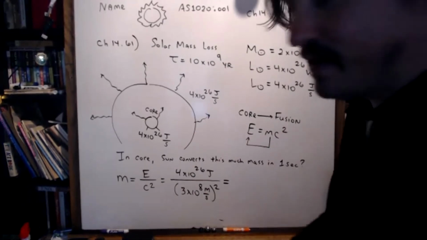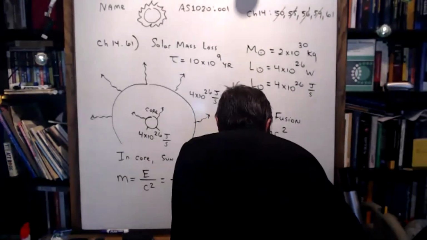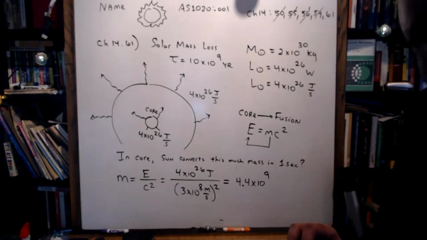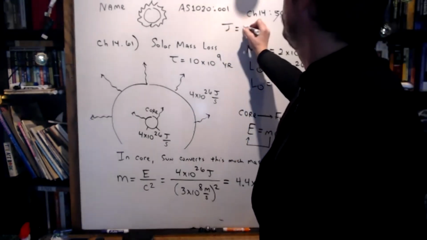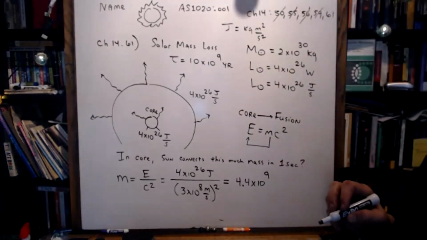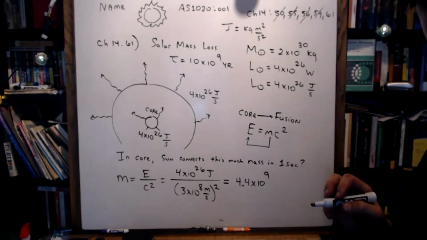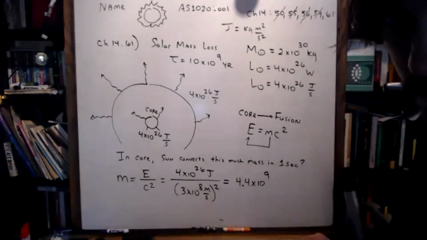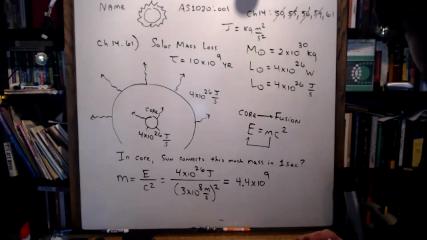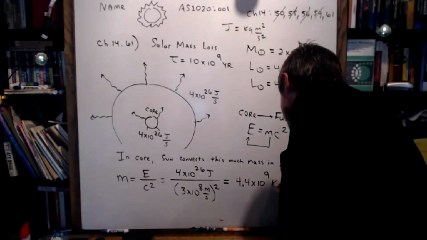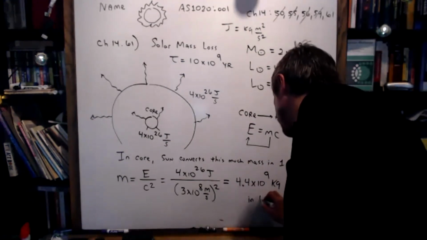4.4 billion. That's right. And what are the units, Christopher? This might be tough. Christopher, remember that a joule is a kilogram meter squared per second squared. Kilograms? Yeah, it's a mass. And that's in 1 second.